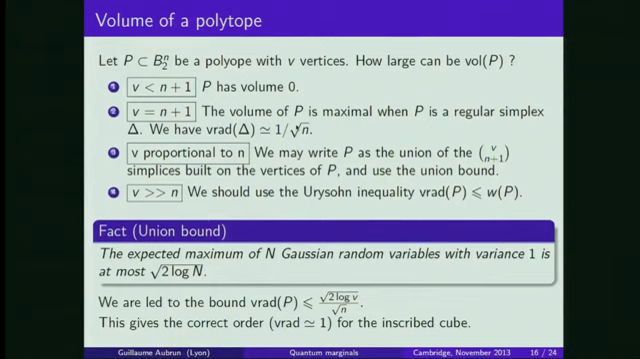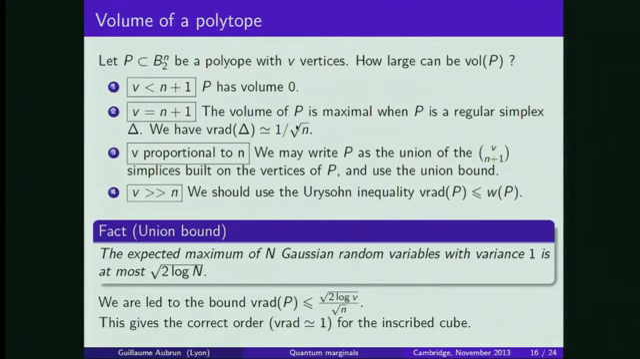So let me just have a slide to explain how to estimate the volume of a polytope. Later, of course, we don't have a polytope here, but we will be able to approximate by a polytope. So how to estimate the volume of a polytope? Suppose you have a polytope P inside the Euclidean ball, and you want to know how large its volume can be if you only know how many vertices it has. So with a polytope P with V vertices, how large can the volume be?